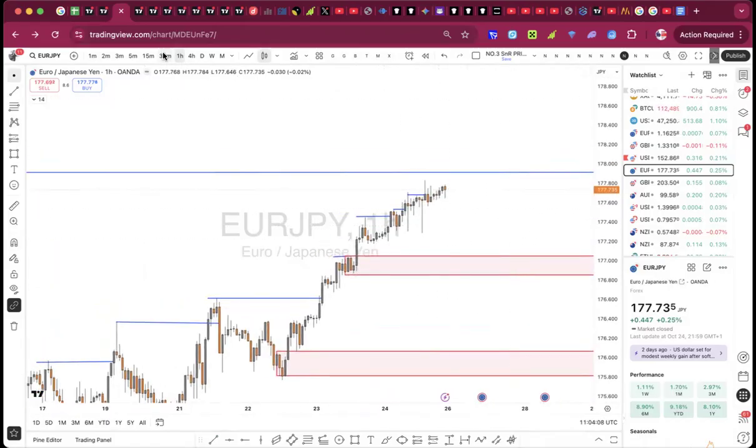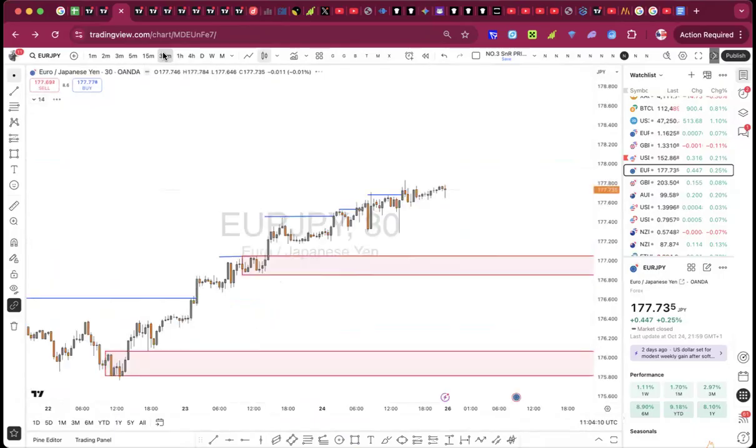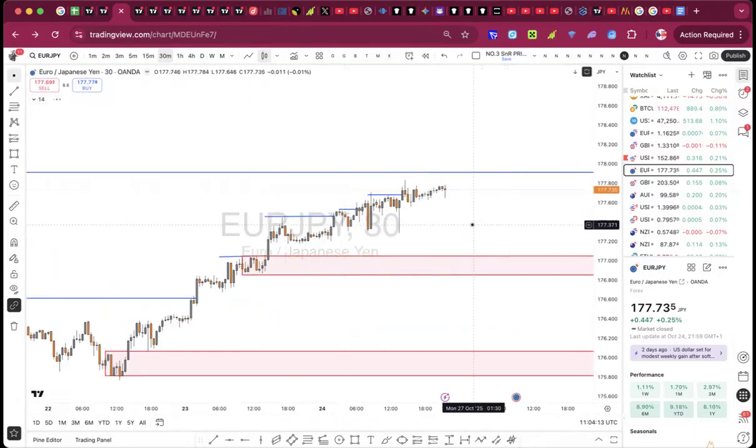So now we go to 30 minutes. Some refine up to 2 hours. I don't have too much time. I just move on to timing. Now you have a break of structure here. I think this was mitigated, right? You have another break of structure here. Yeah, here. This was mitigated. Then you have this 30 minutes.